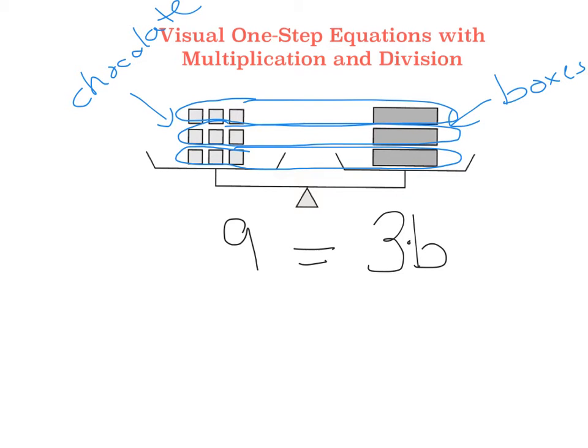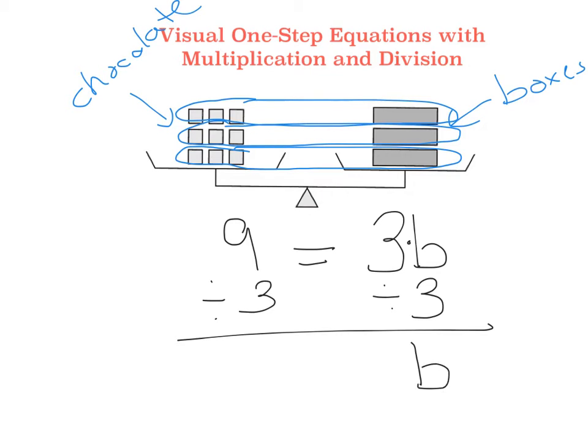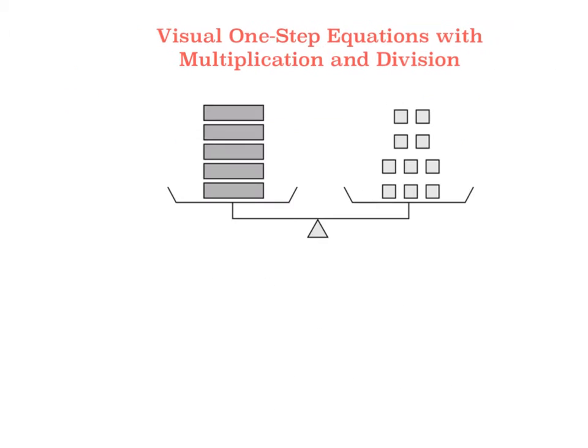So remember, this means 3 times b, even though there's no symbol there. So to do the inverse, I would divide by 3, divide by 3. 3 divided by 3 leaves me with 1b. You can either write 1b or just leave it b. And then 9 divided by 3 is 3. So one box contains 3 chocolates. Why don't you try this one on your own, pause the video, and then come back when you are done.